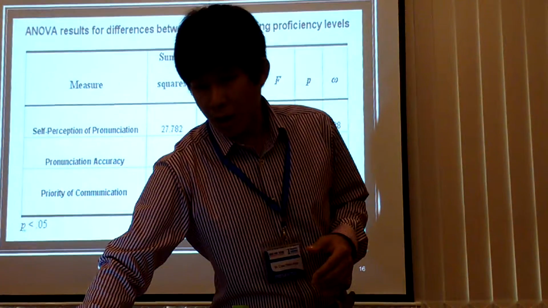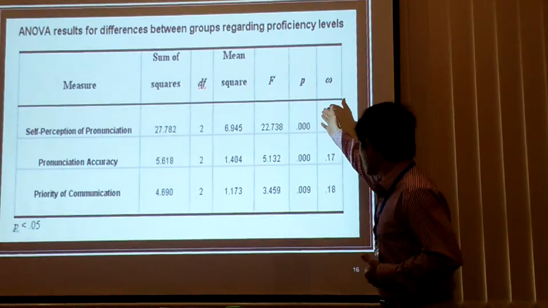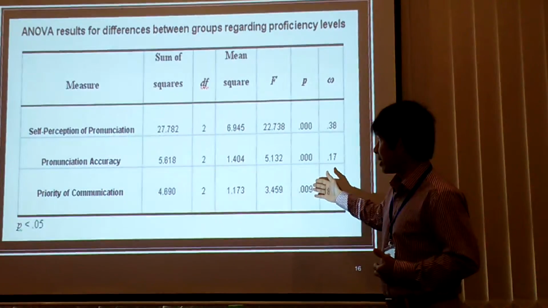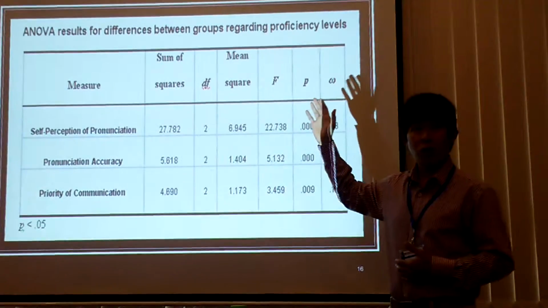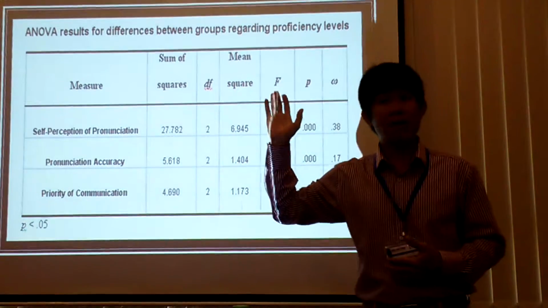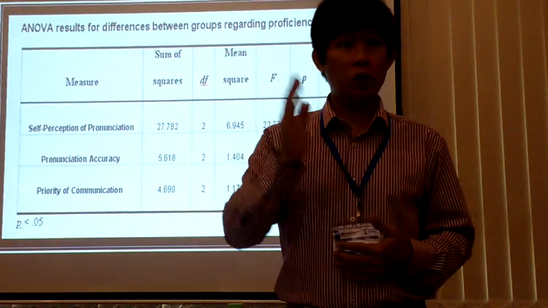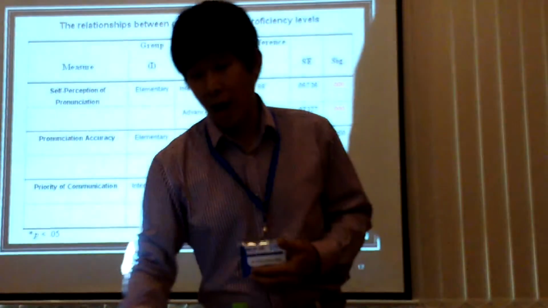Okay, this is the result. When you look at the p-value here, you see all of the 3 values are significant. And it means that there are differences between the 3 groups according to proficiency level. But we don't know which group differs from which group. And we conduct another test, like the post hoc test, to see which group differs from the other.